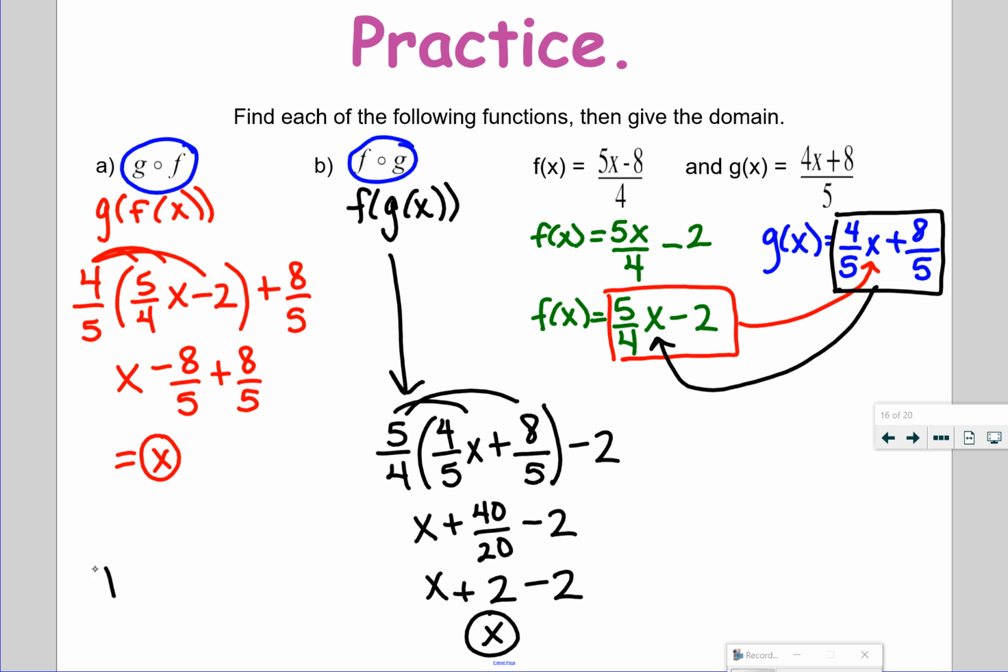Domain of both of these you should have said is all real numbers. We do have denominators in our original problem, but there are no variables in the denominator, so that means there are no restrictions. This is a little kind of precursor to the last lesson that we're going to see next week, which is about inverses. If you are able to compose two functions into one another like this, and you get x out both times, it's a proof that they are inverses of one another.